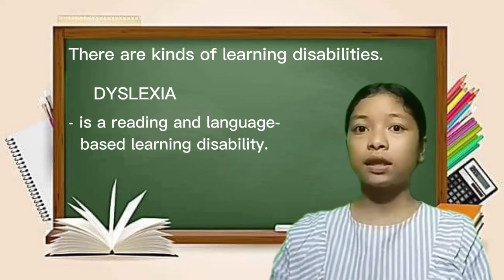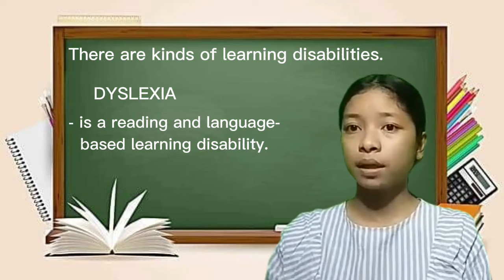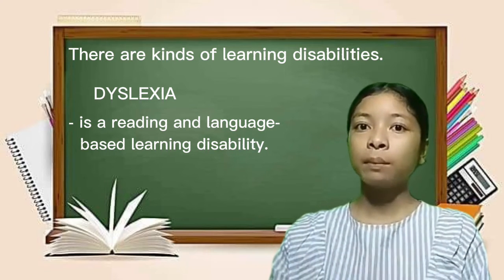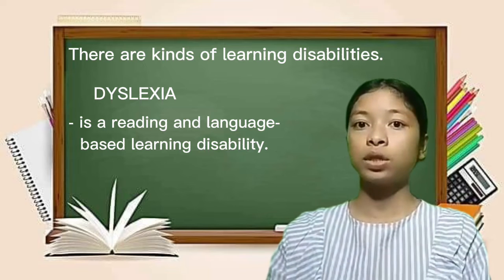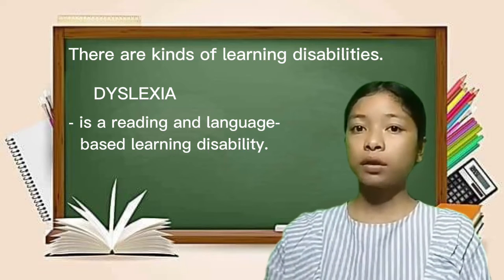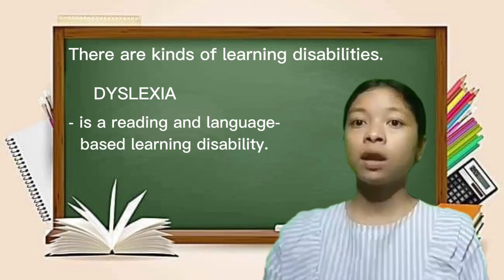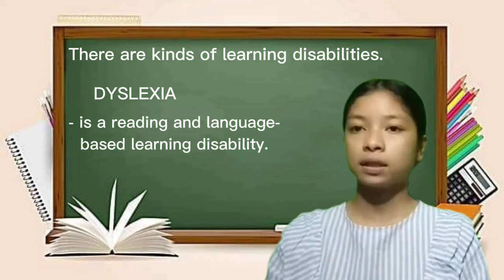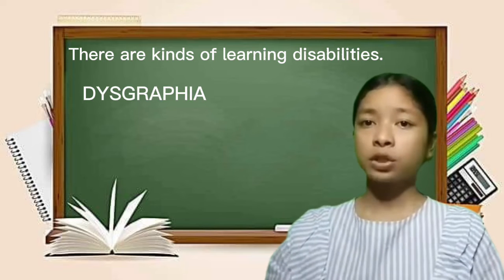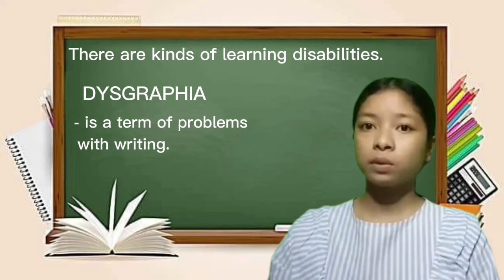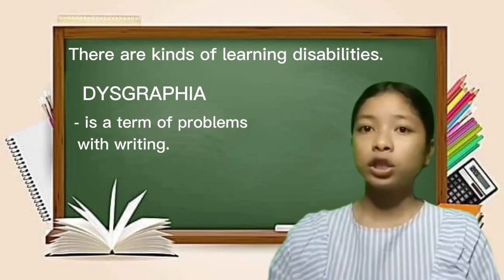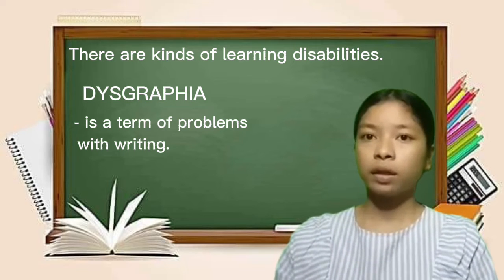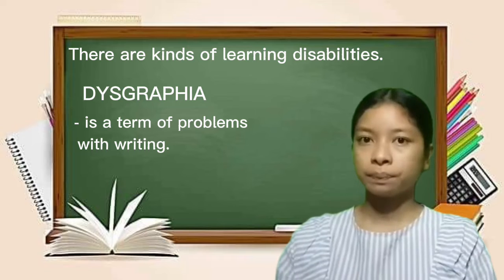How can we say that the child has this kind of learning disability? The child who has dyslexia may have difficulty with letters and word recognition, understanding words and ideas, reading speed and fluency, and general vocabulary skills. Next, we have dysgraphia. It's a term for problems with writing. An older child may not form letters correctly, and there is difficulty in writing within a certain space.